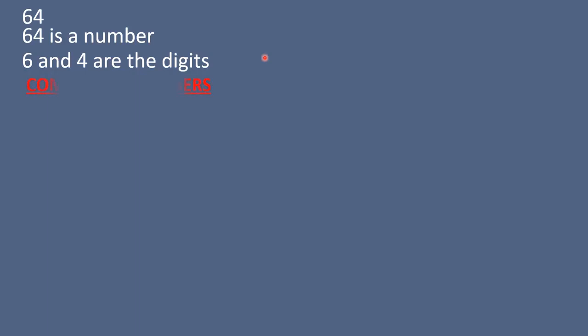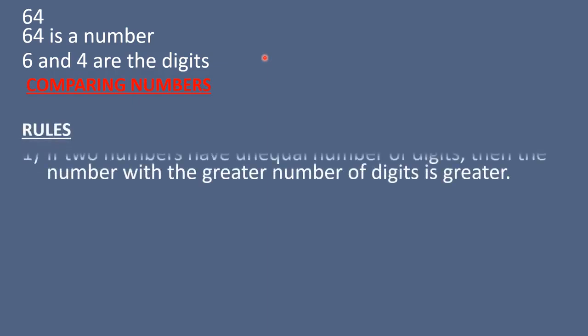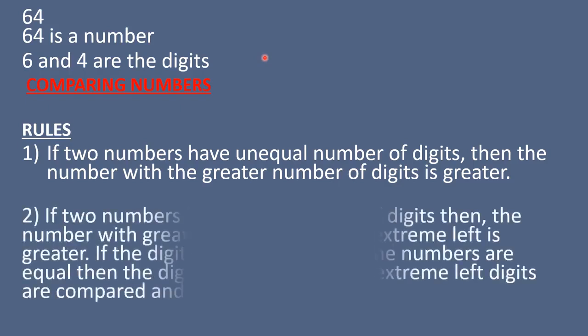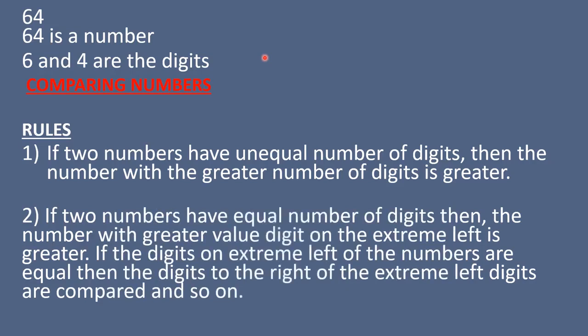Now I will tell you how we compare numbers. Here are some rules to compare numbers. First, if two numbers have an unequal number of digits, then the number with the greater number of digits is greater. Second, if two numbers have an equal number of digits, then the number with the greater digit on the extreme left is greater. If the digits on the extreme left of the numbers are equal, then the digits to the right of the extreme left digits are compared, and so on.